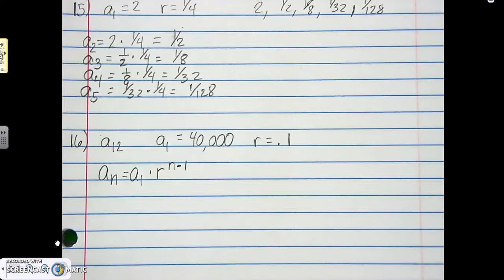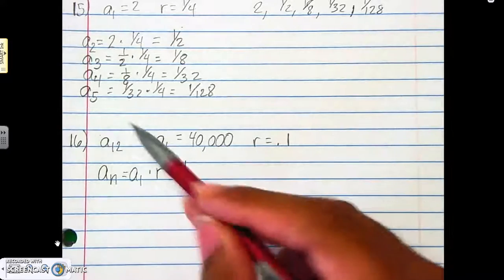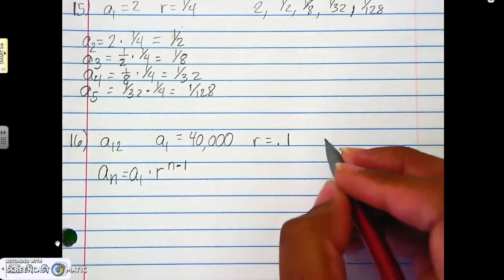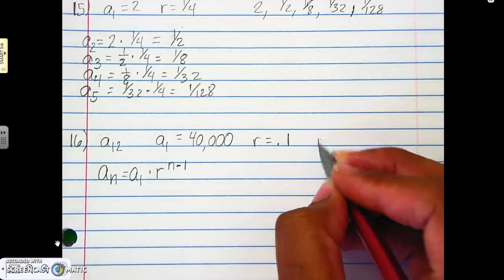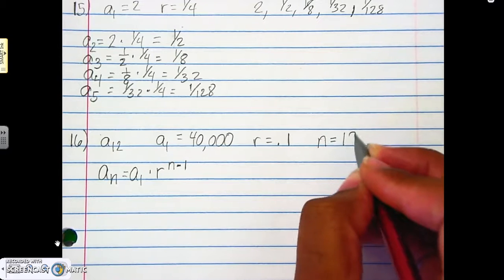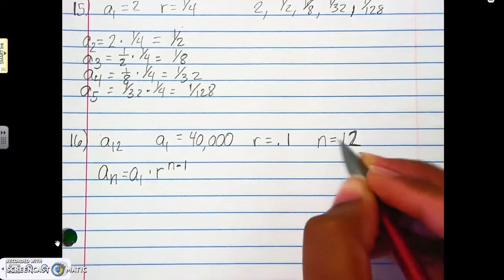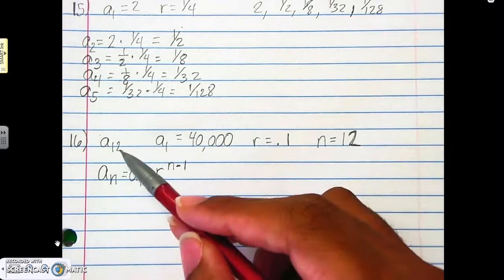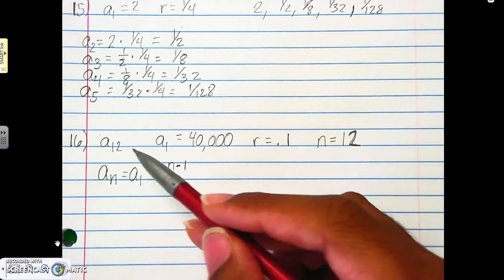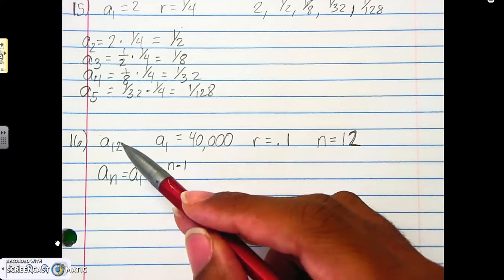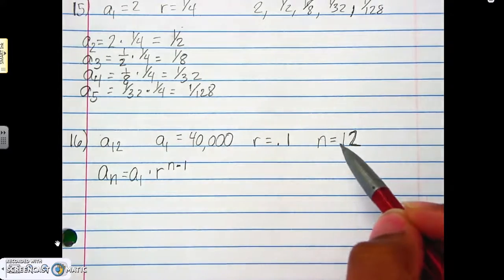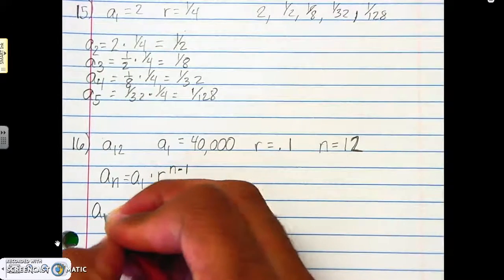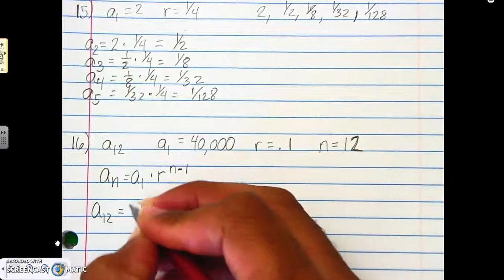Looking at it, we're looking for the 12th number in the sequence. So what is the N for that? That's the 12th term, so 12 is N. A12 is the number in the 12th place. N is the number of places there are, if that helps out. Alright, so we start filling everything in.